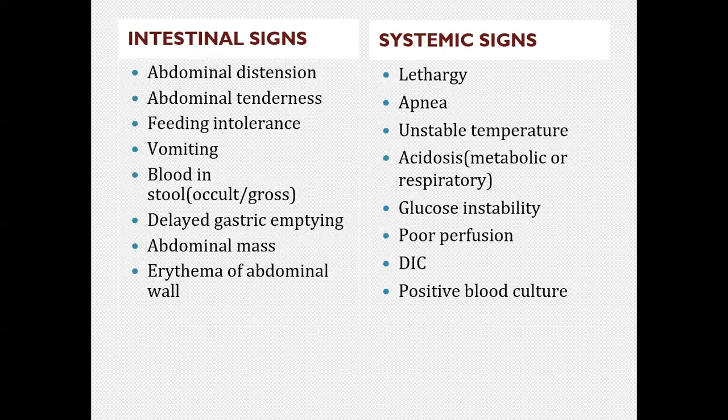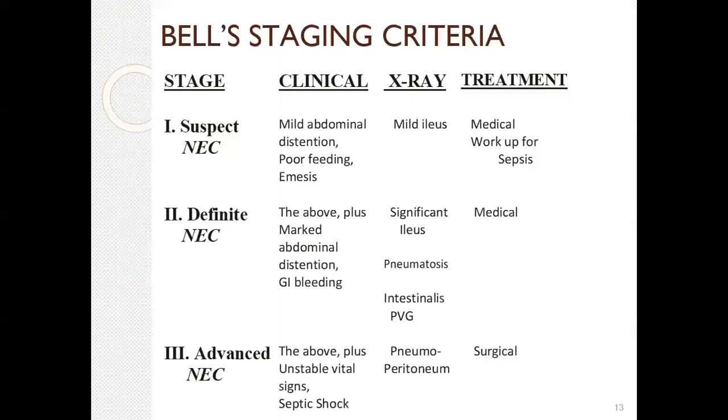And in systemic signs, you can see lethargy, apnea, unstable body temperature, acidosis that might be metabolic or respiratory, glucose instability, meaning the patient may have hypoglycemia or hyperglycemia, poor perfusion, DIC, and ultimately, once there is perforation, there is involvement of the blood and the blood culture will be positive.